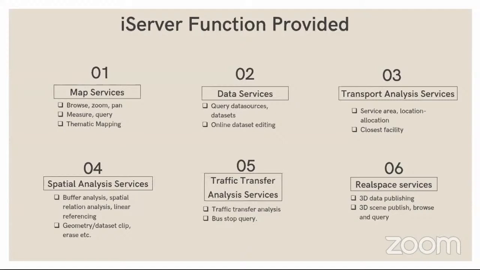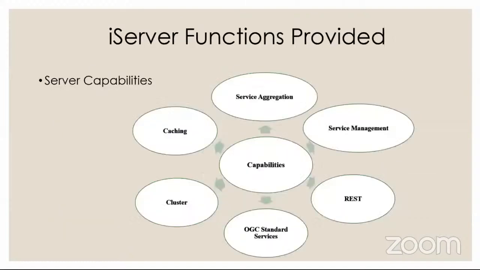where you can browse, zoom, pan, do semantic mapping, and also have data services, transport analysis services, spatial analysis services. We can do buffer analysis, linear referencing, or traffic transfer analysis services, and so on. So these are the iServer functions, where it has server capabilities, such as OGC standard services, REST, service management, caching, and so on.